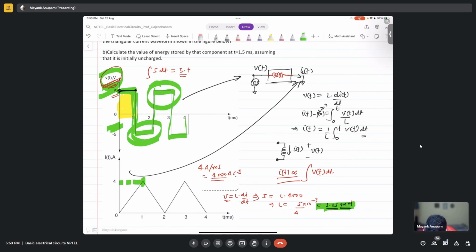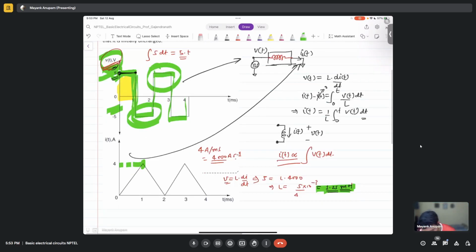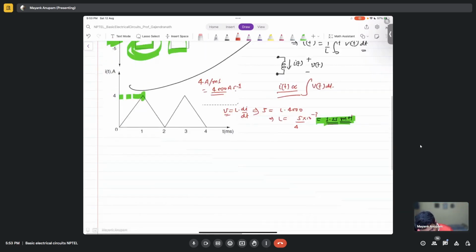The V of t is 5. B of t is 5. Yes. Sir, can we divide them both? It will also give 1.25. Okay. Let's do this. Is it okay, sir? No, no. One second. Let's find out. Is it okay or not?